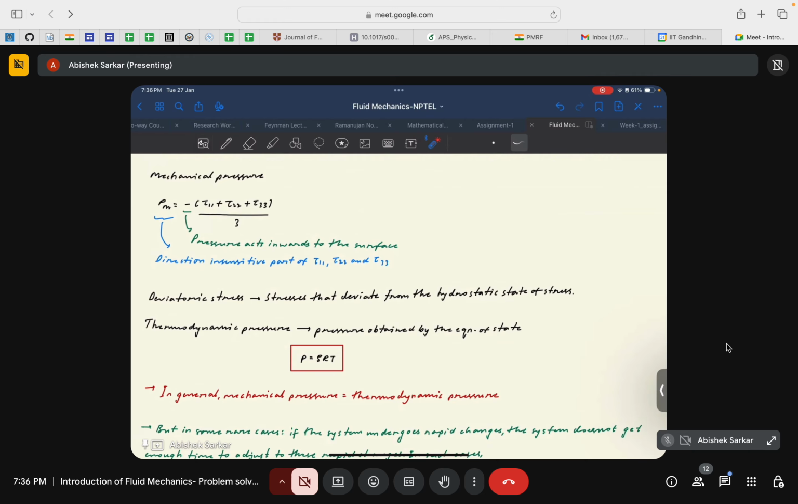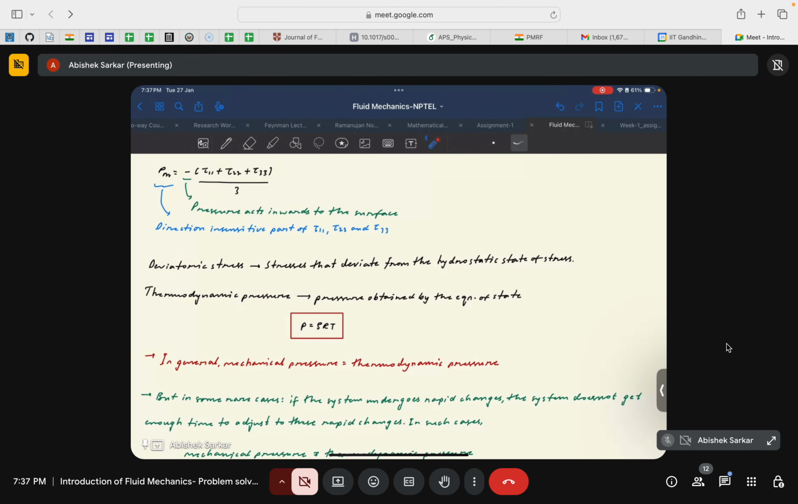And this definition is not only for fluid at rest, it is valid for fluid in motion as well. When a fluid is in motion, we will take the normal stress of the stress tensor and take the average. So mechanical pressure is defined as the negative of the average of the normal stress of the fluid element. We take the average, so divided by 3.